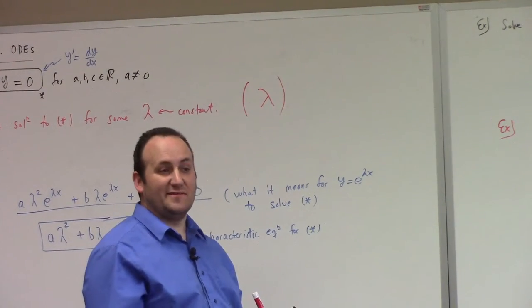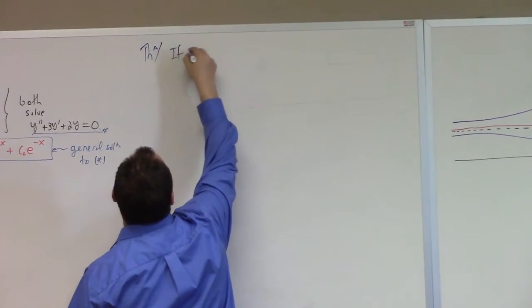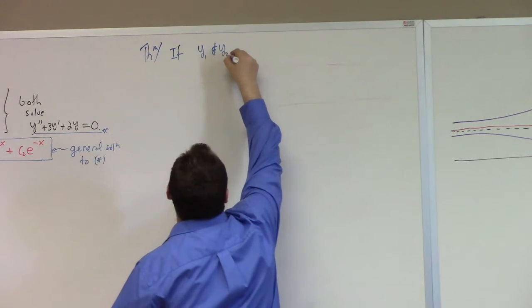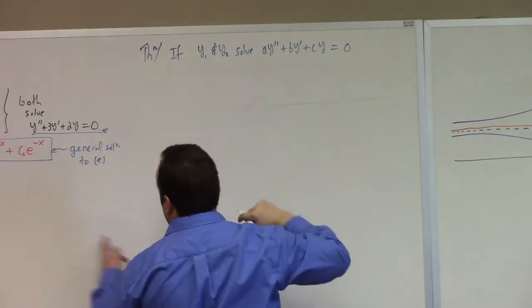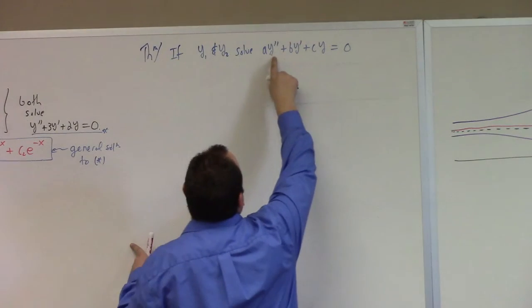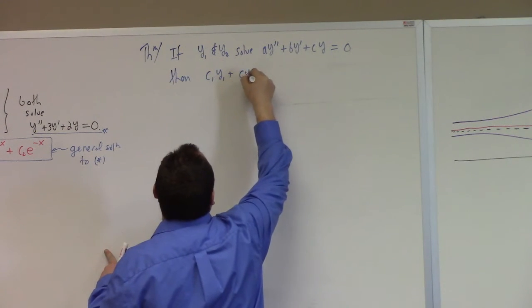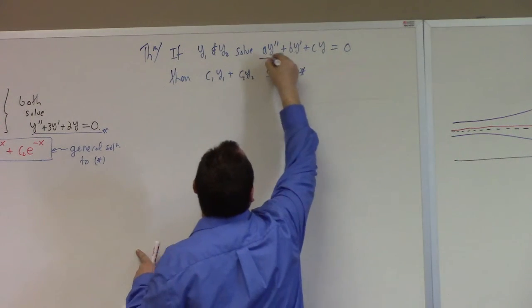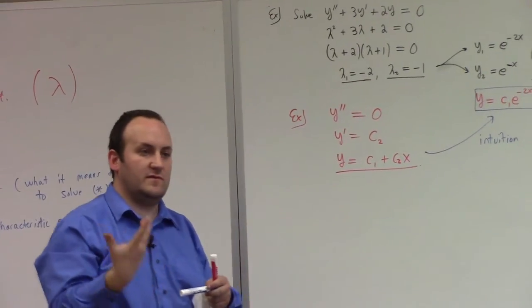All right. I mean, I haven't proved that. Here, let me make that intuition a little bit more formal. Theorem. If y1 and y2 solve ay'' + by' + cy = 0, in other words, I'm claiming this without proof, just by analogy, then c1y1 plus c2y2 solves star. In other words, if you have two solutions, if you take any linear combination of those solutions, you again have a solution.